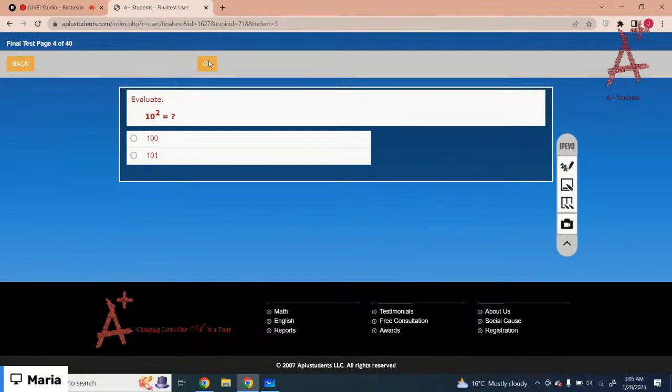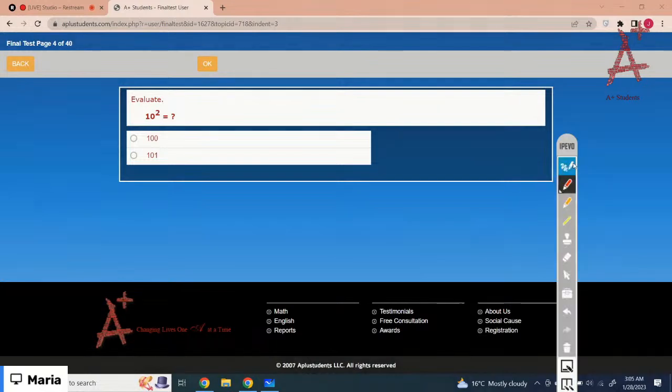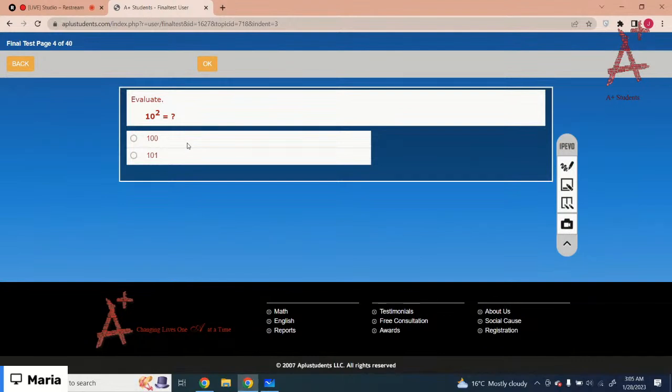Okay, the next one is 10 exponent 2. That means you have to do 10 times 10. Got it? And 10 times 10 is 100. So the correct option is 100.